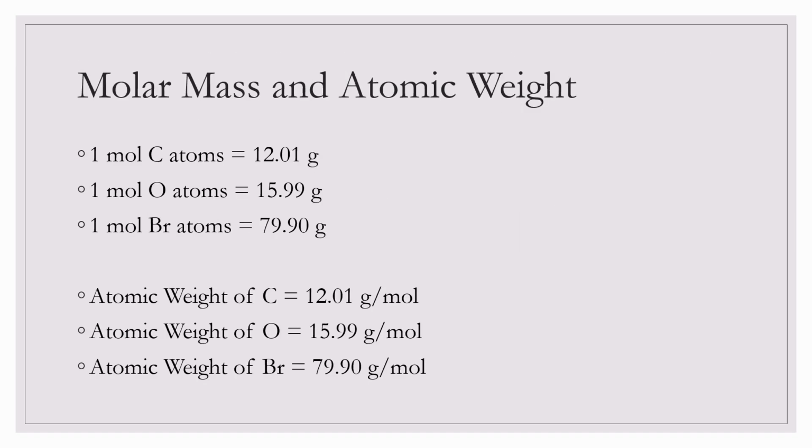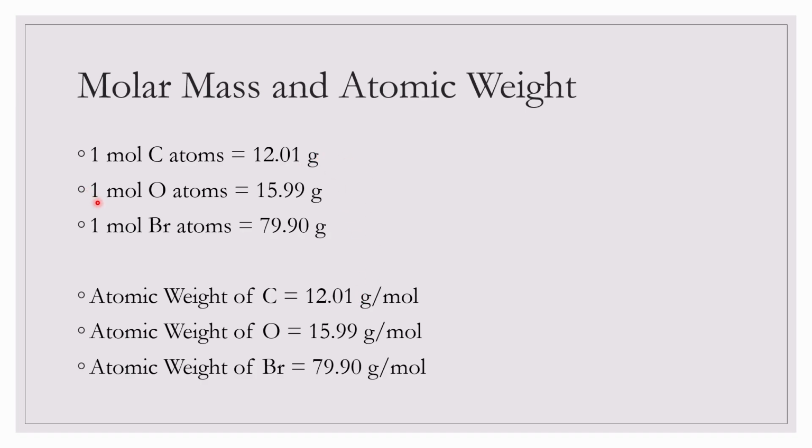In this slide, I'll be talking about how molar mass and atomic weight are related. So if we go to the periodic table, we find that carbon has an atomic weight of 12.01 grams. So this means that 1 mole of carbon atoms is equal to 12.01 grams. Similarly, the atomic weight of carbon can be represented as 12.01 grams per mole. So we flip the unit here.